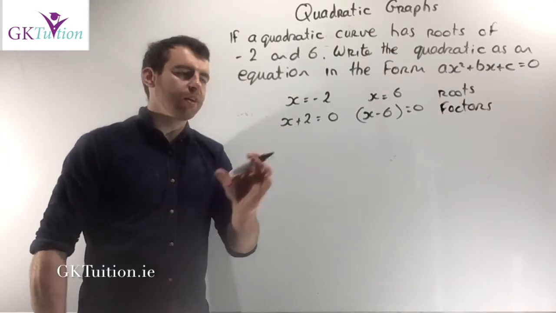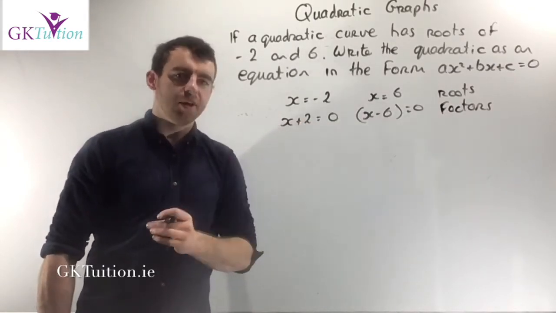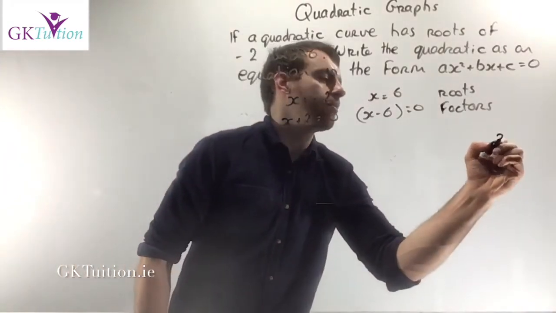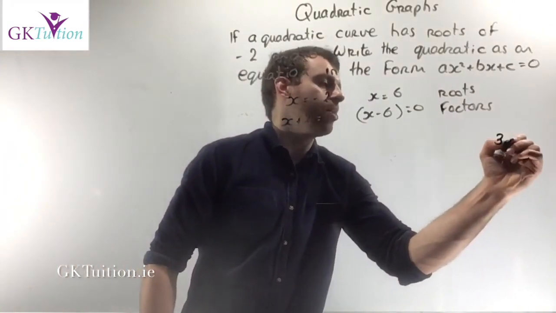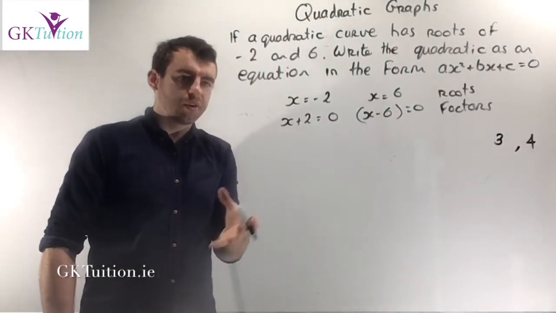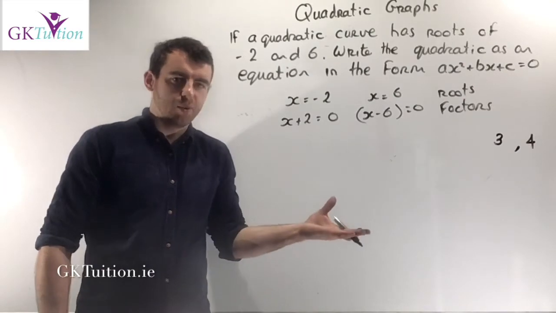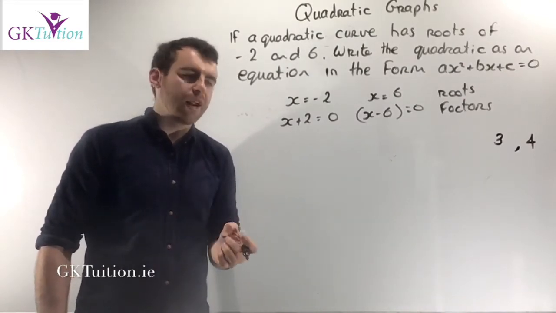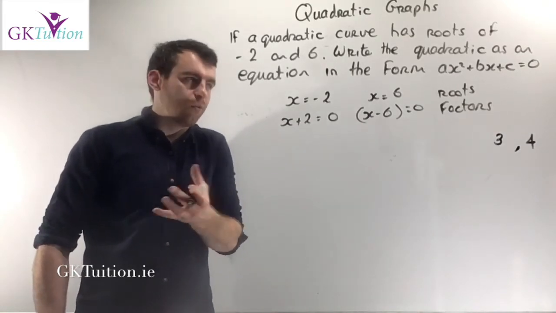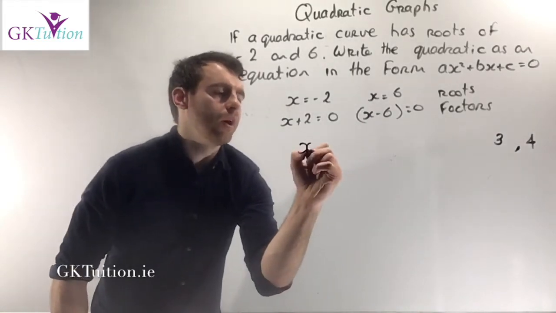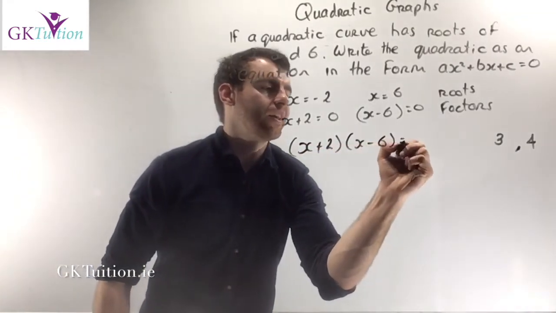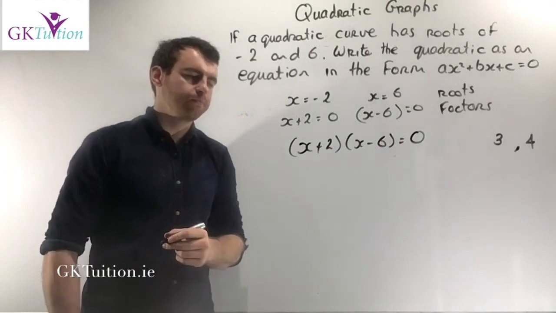Factors are the terms I can multiply by each other to give me the original equation. For example, an example of factors of 12 are 3 and 4. If I multiplied those two factors by each other, I would get 12. 3 by 4 gives me 12. So if the factors of a quadratic are x plus 2 and x minus 6, in order to form the quadratic, you simply multiply them by each other. I could multiply x plus 2 by x minus 6, and that will give me the quadratic.